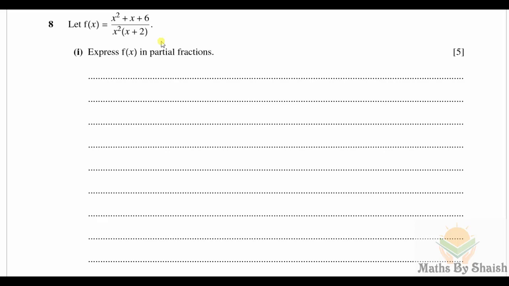In this video we are going to solve questions 8, 9, and 10 from the October-November 2019 9709 paper 3-1, that is Pure Mathematics 3. So here's question number 8. Let f(x) be (x² + x + 6) over x²(x + 2), and the first part is to express f(x) in partial fractions. It is worth 5 marks.